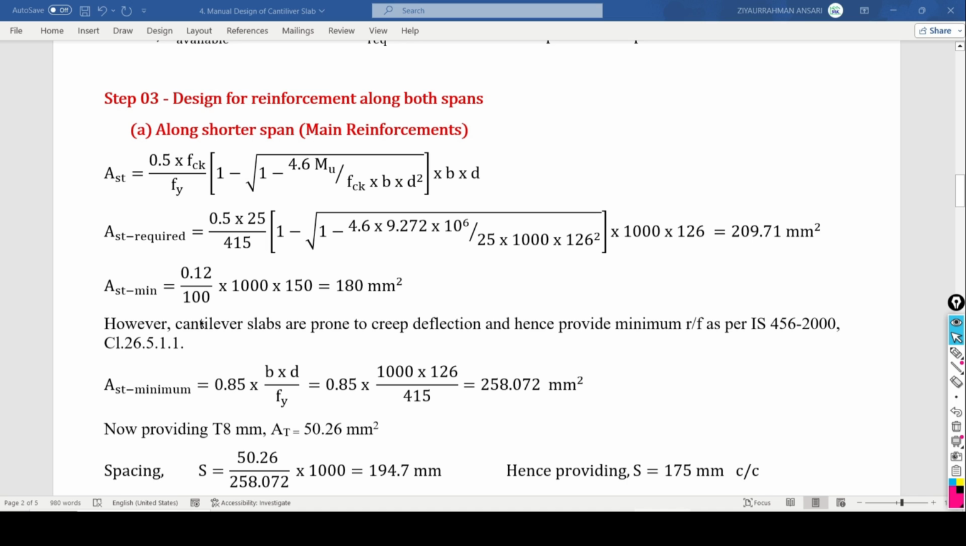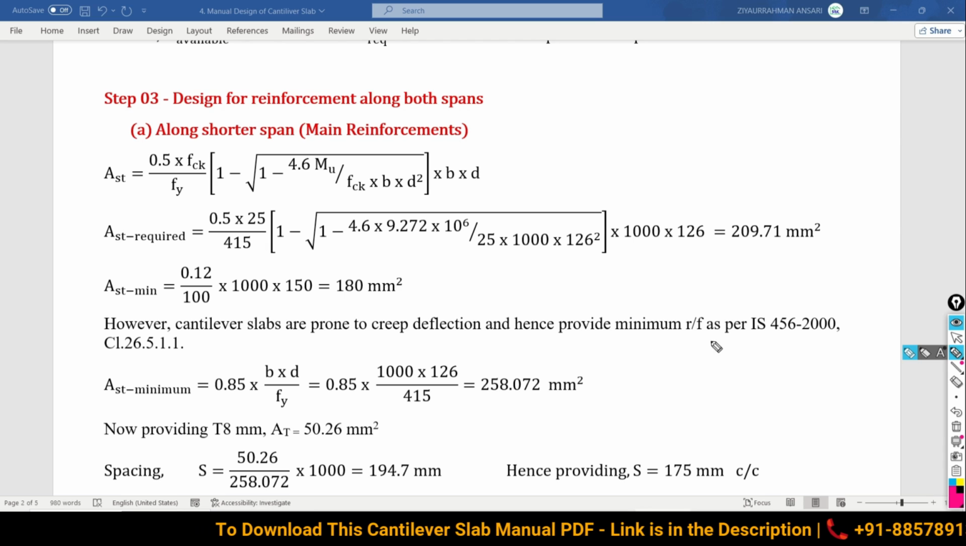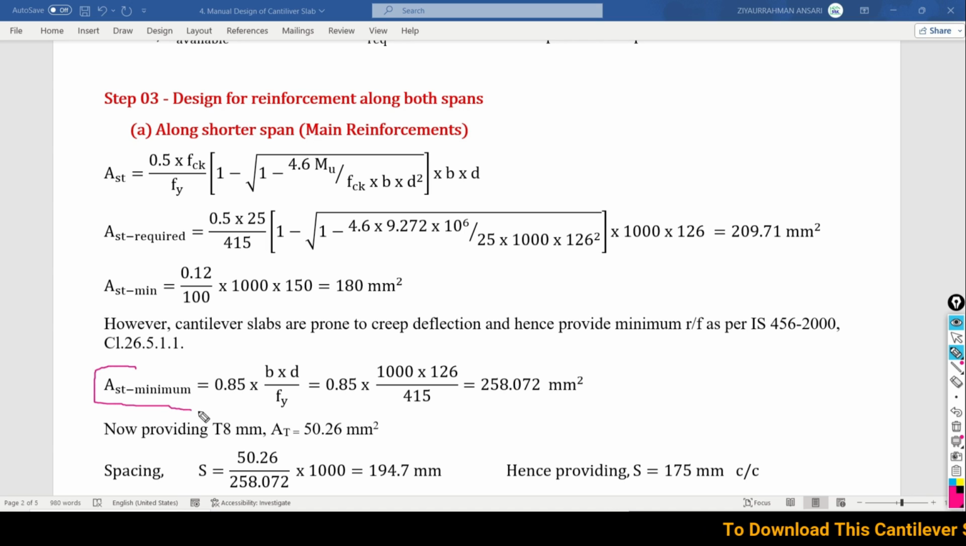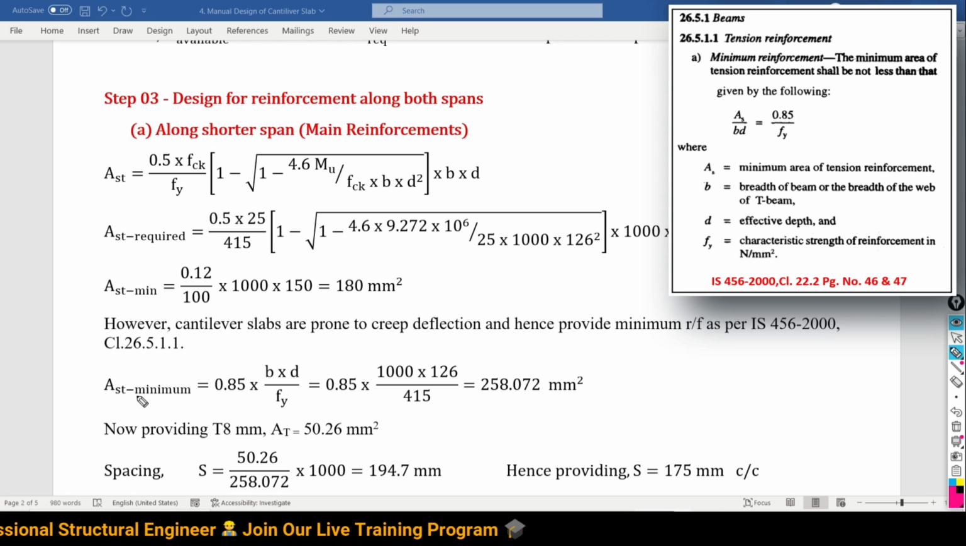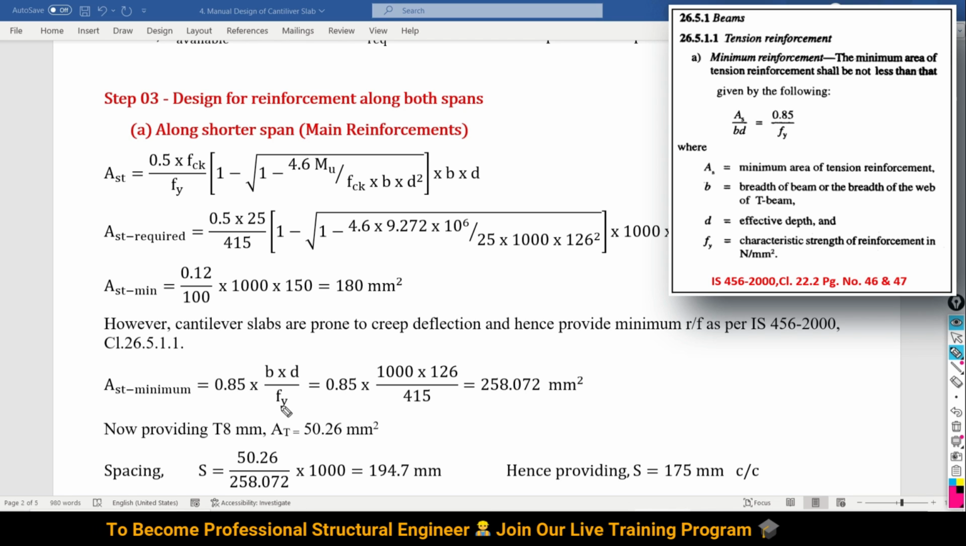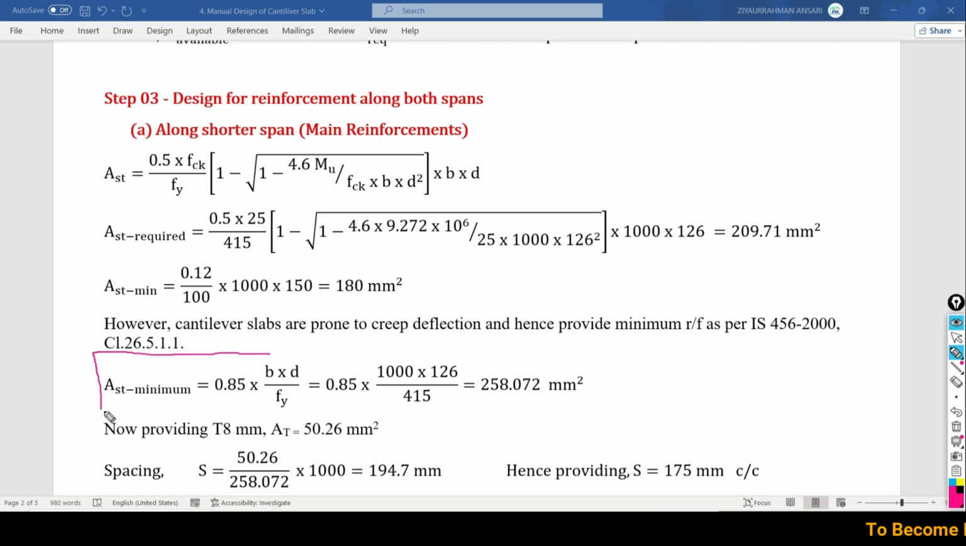Okay. Now next. However, cantilever slabs are prone to creep deflection, because there are more chances of creep deflection for the cantilever type of slab. For that reason, the code has suggested to consider the minimum reinforcement that is recommended for the beam. If you look at clause number 26.5.1.1 of IS 456-2000, there you will find Ast minimum as 0.85 b d divided by fy. But you may say that, sir, this clause is for the beam minimum reinforcement. So actually, we are going to check it with the beam minimum reinforcement.